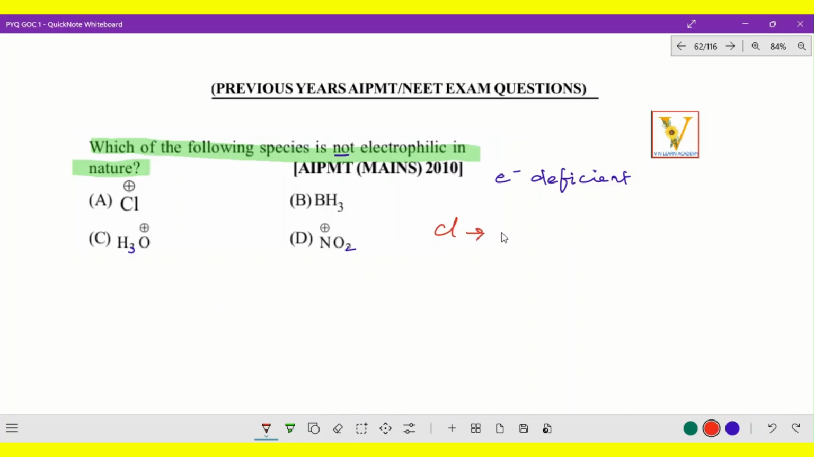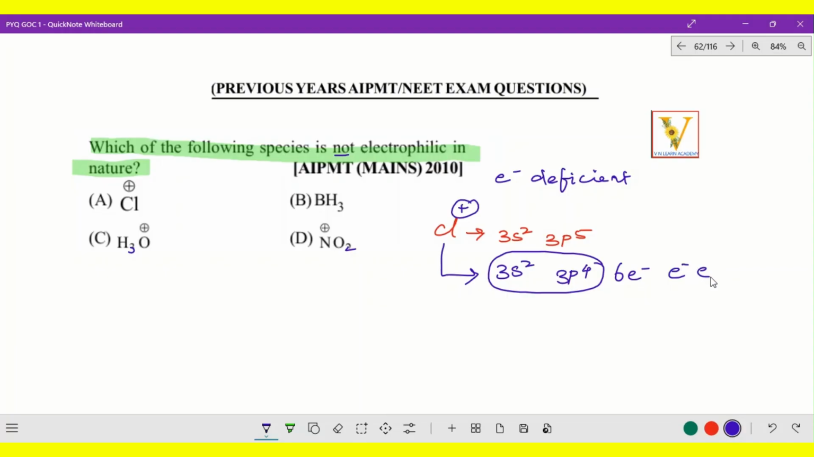Cl outermost orbital 3s2 3p5, but Cl plus they have given, that means one electron is removed. So Cl plus means 3s2 3p4, which is 6 electrons only. 6 electrons means it is not completely filled. So it is electron deficient.